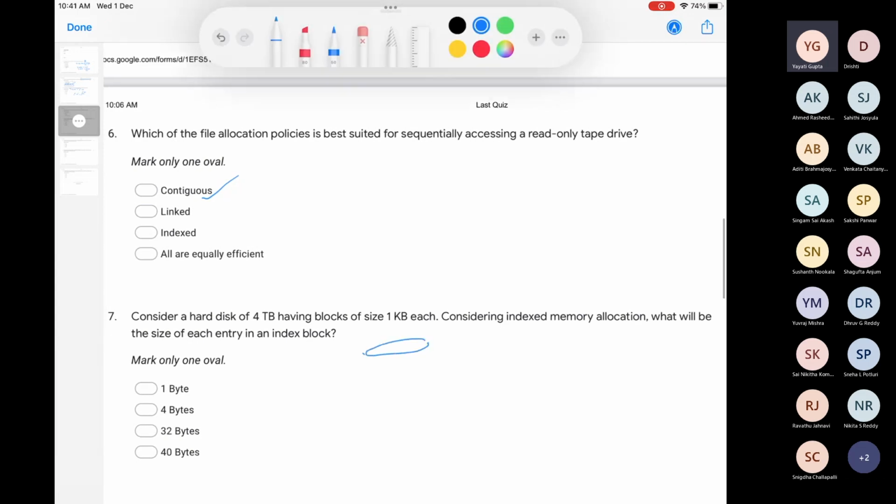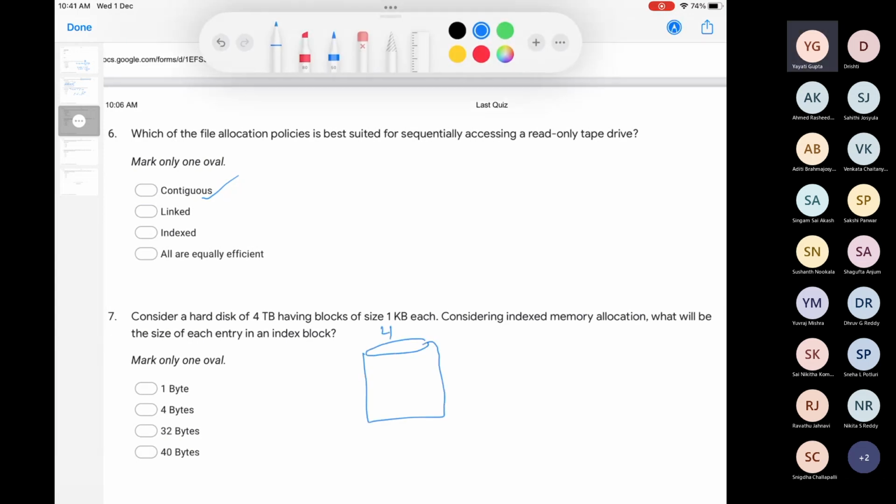So total, your hard disk is 4 terabyte. Your block size, so let's say these are the blocks. Each block is 1 kilobyte. So what is the number of blocks? Your number of blocks become 4 into 2 to the power 40 divided by 2 to the power 10, which is 2 to the power 32, right?